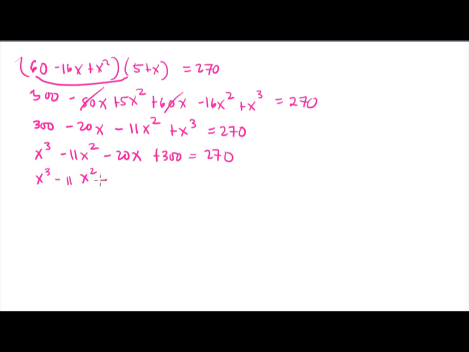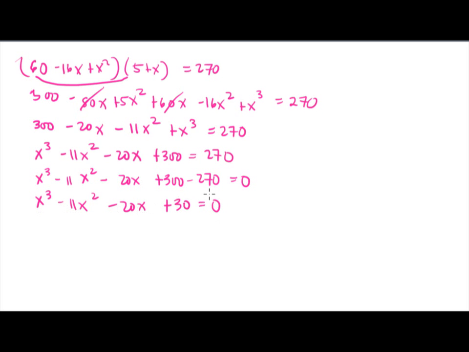So I'll rewrite this as x cubed minus 11x squared minus 20x plus 300 equals 270, and you can still express this as 300 minus 270, so that the other side will become 0. So x cubed minus 11x squared minus 20x plus 30 is equal to 0. So this is the polynomial equation. Now what we want to find is the value of x, so we should use a method such that we can find x that will make the polynomial equal to 0.